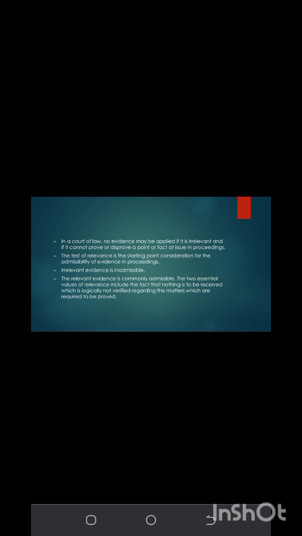The two essential values of relevance include the fact that nothing is to be received which is logically not probative regarding the matters which are required to be proved, unless and until it is excluded by a clear ground of law or policy. Everything which is probative should come in. Relevance combines a statement of evidence and a statement that needs to be proved.